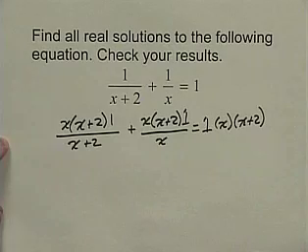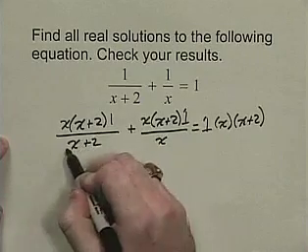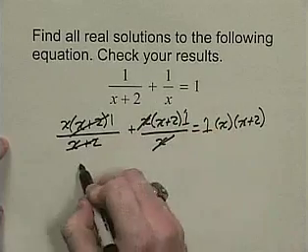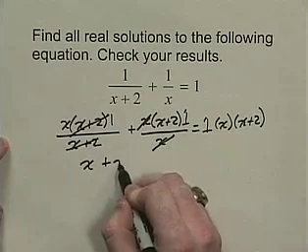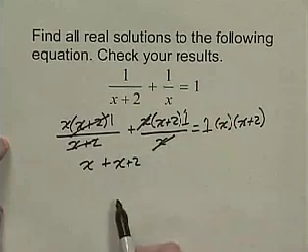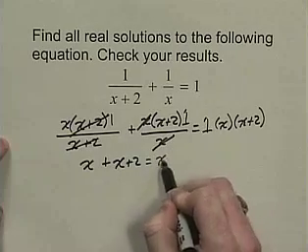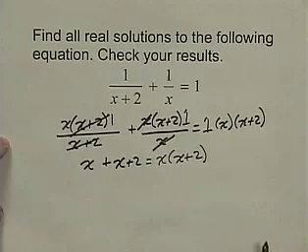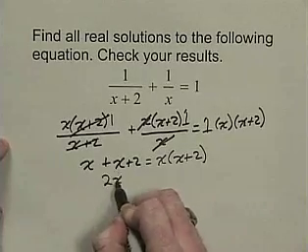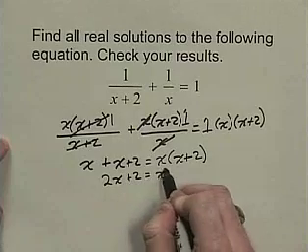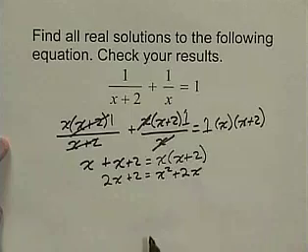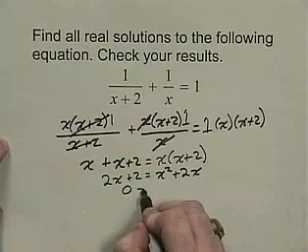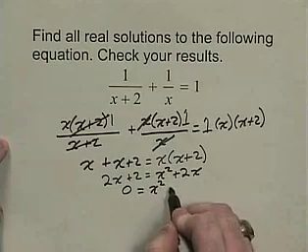All right, well now we can cross some things off. This x plus 2 cancels with that x plus 2, this x cancels with that x, and so we're left with x plus 2 times 1, so it's still x plus 2, is equal to x times x plus 2. So from here, it's pretty straightforward. This is 2x plus 2 is equal to x squared plus 2x. Subtract 2x from both sides, subtract the 2 to put it over there, and we end up with 0 is equal to x squared minus 2.